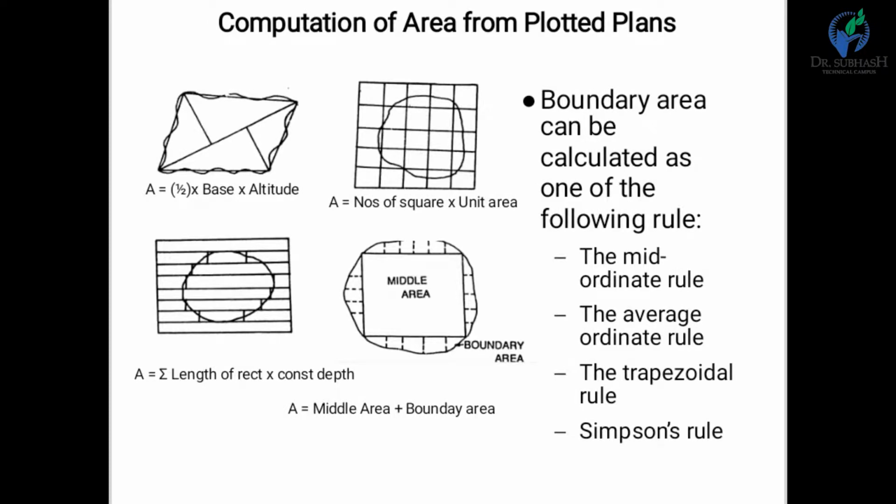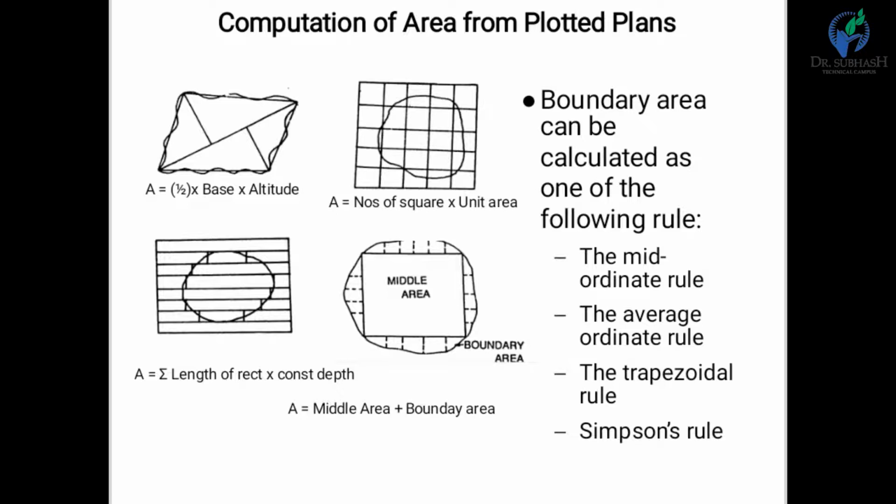Now the next topic is computation of areas from plotted plans. How can we compute the areas from the plotted plans? We can use a rectangular grid. We can divide it into lines. We can divide it into a number of triangles. We can convert the uneven boundary shape into a larger square and other remaining areas. We are using different types of methods.